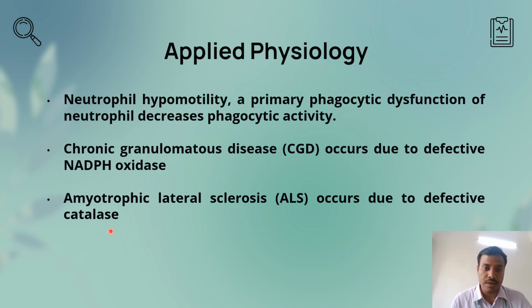So in persons with defective catalase function, what happens? It is a genetic disorder also. What happens if the catalase is not there or defective? The excess hydrogen peroxide will not be converted into water and oxygen. So the hydrogen peroxide accumulates inside the cell, which causes destruction of the cell itself. Mostly it is present in the motor neurons of the spinal cord, so it affects the motor neuron. It is a type of motor neuron disease, which we call amyotrophic lateral sclerosis.